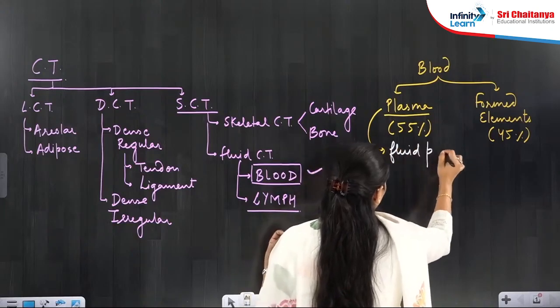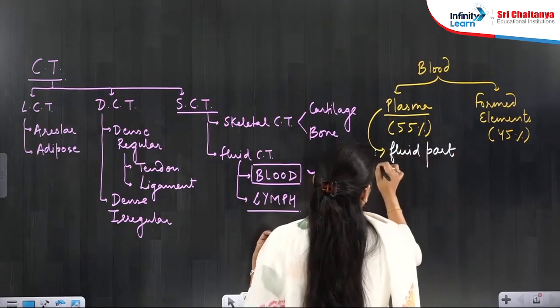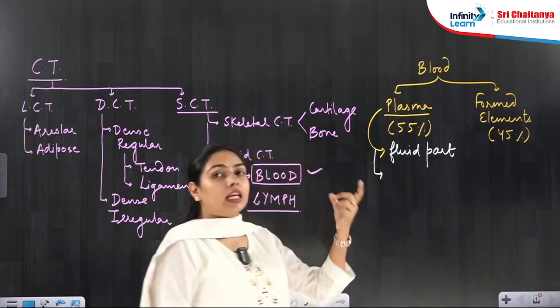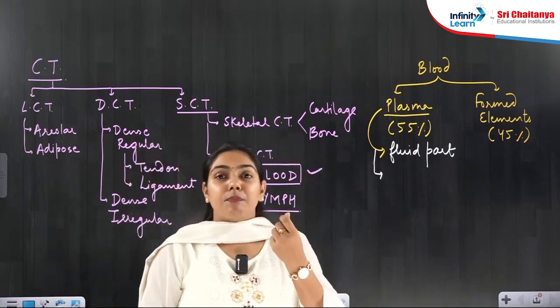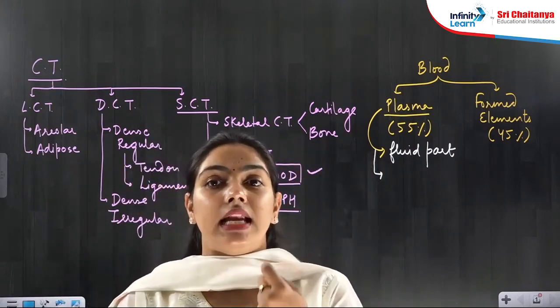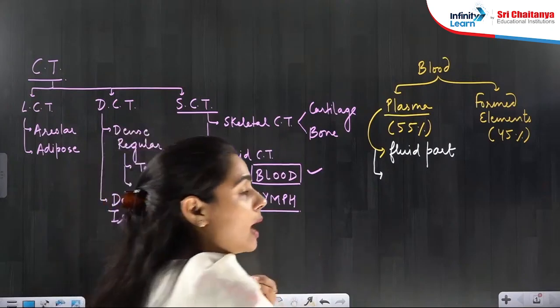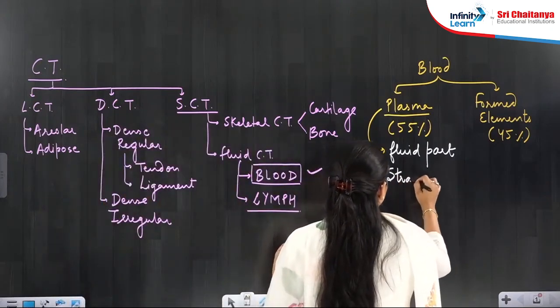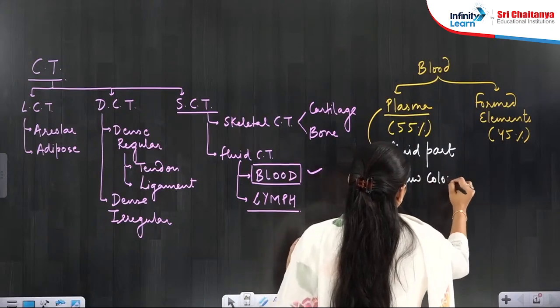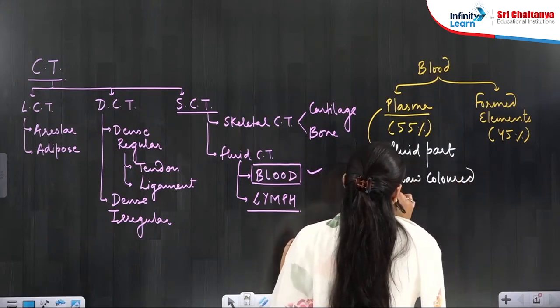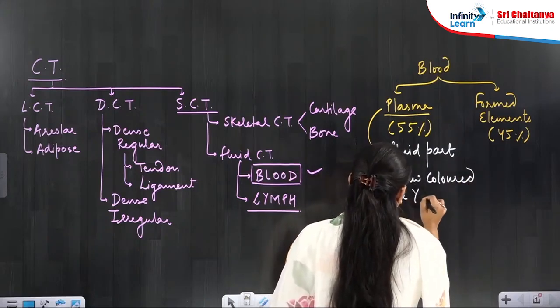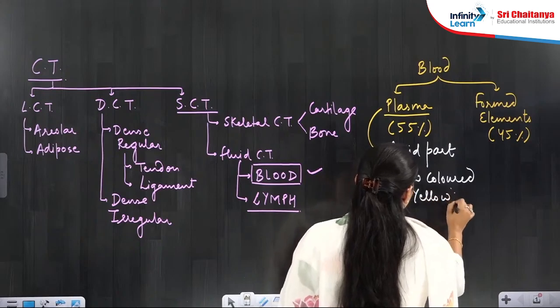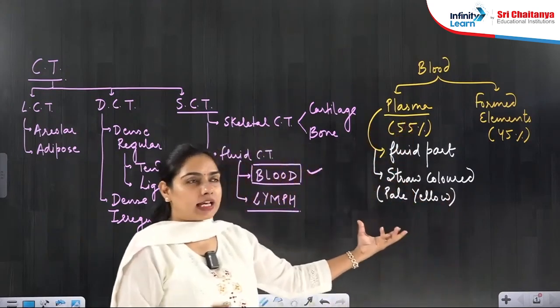This is the fluid part of blood. And what is the color of this fluid part? It is pale yellow in color. What is the color of plasma? Pale yellow, or you can say straw colored. It is a straw colored fluid, right? So we will now discuss the composition of plasma.